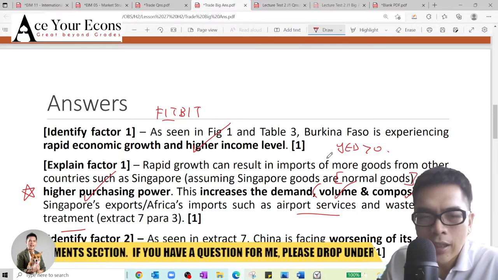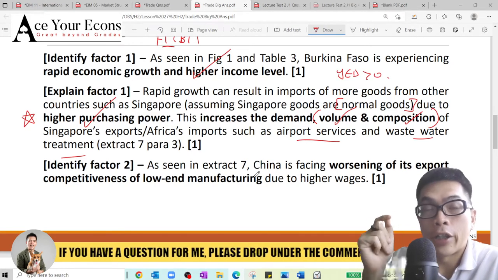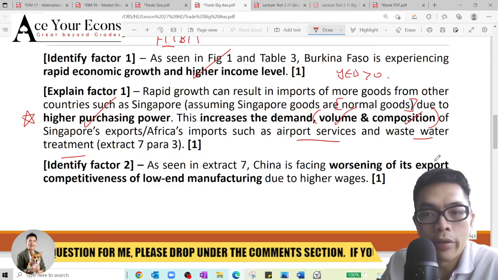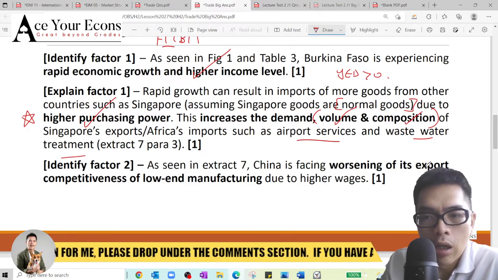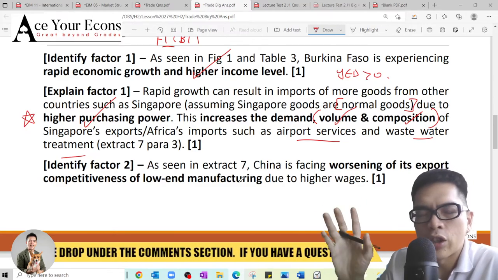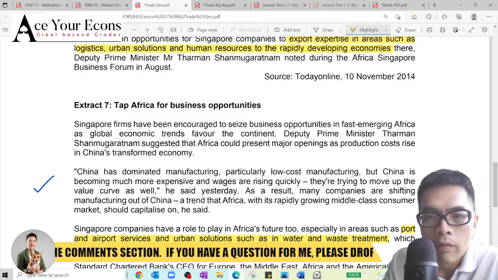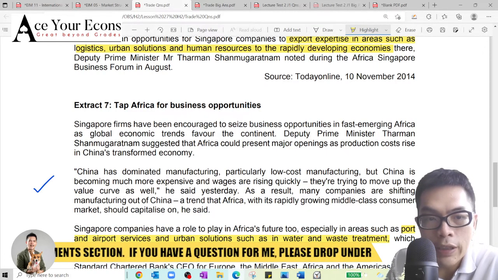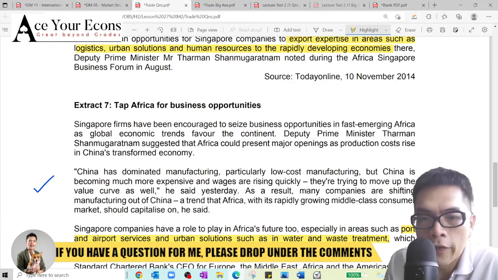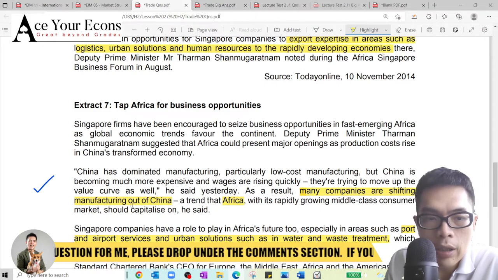Factor 2 is a little bit tricky. You've got to think it through. Factor 2 is going to affect the direction and volume. How is that so? Number 1, China. You can see that China is facing higher wages, and this is going to affect their export competitiveness in low-end manufacturing. When it's costly to produce in China, read the extract a little bit more. China is facing more expensive wages, and therefore they, China, are going to move up the value chain as well. So many companies are shifting manufacturing out of China, and Africa, with a growing middle class, should capitalize on that.